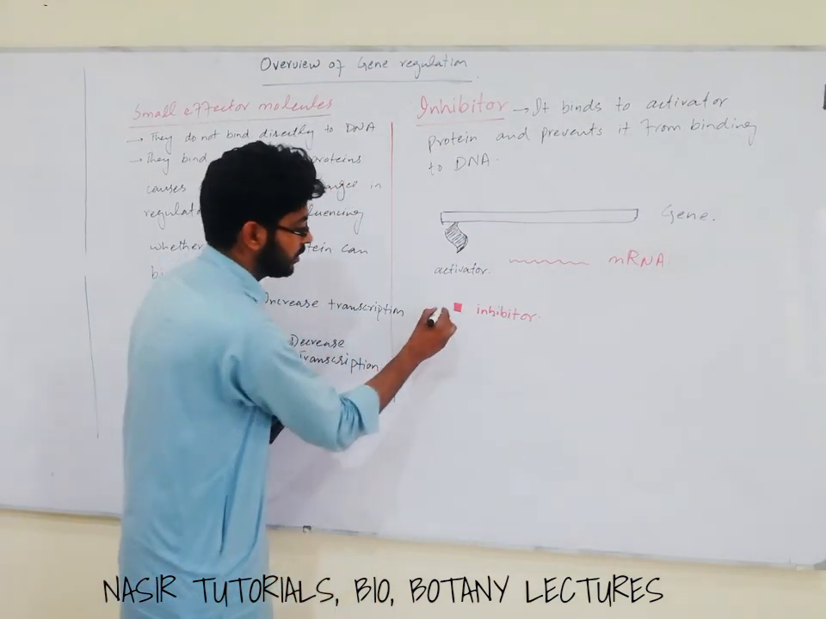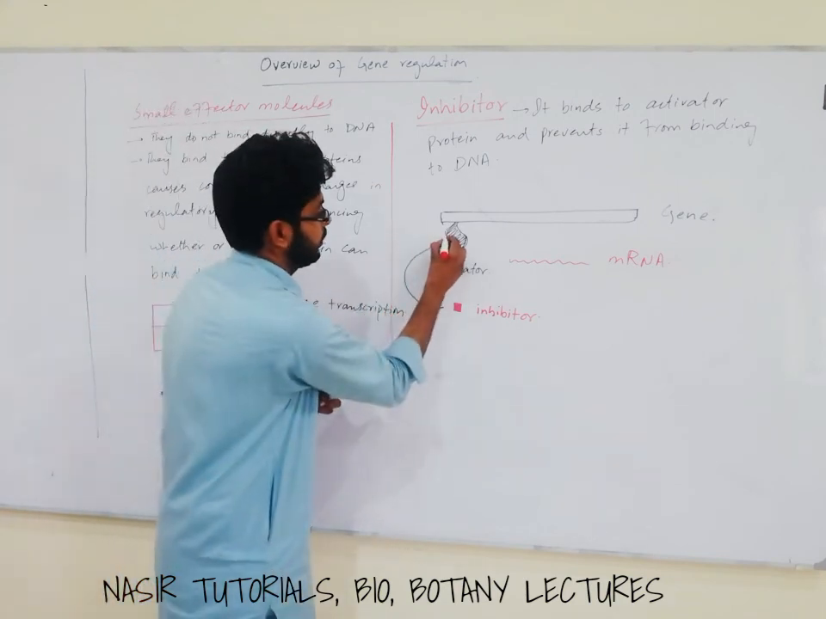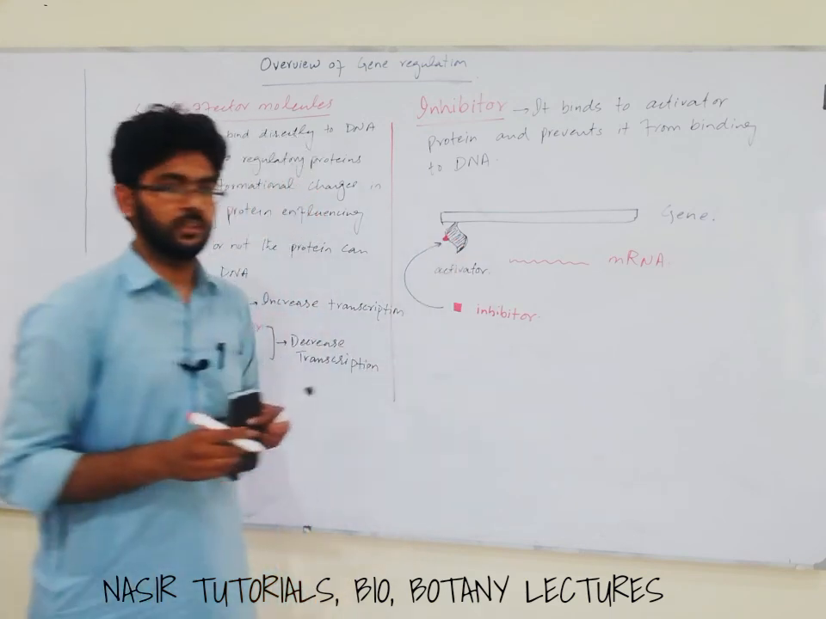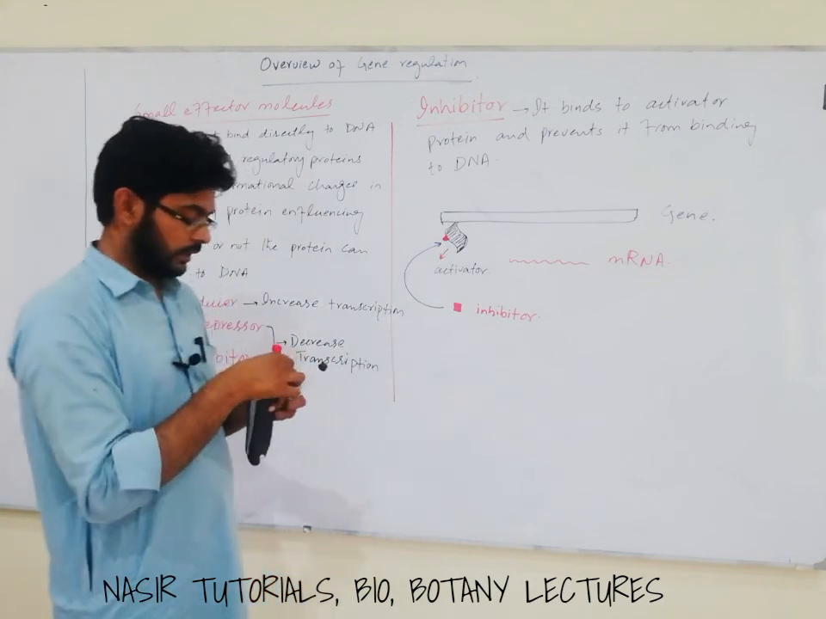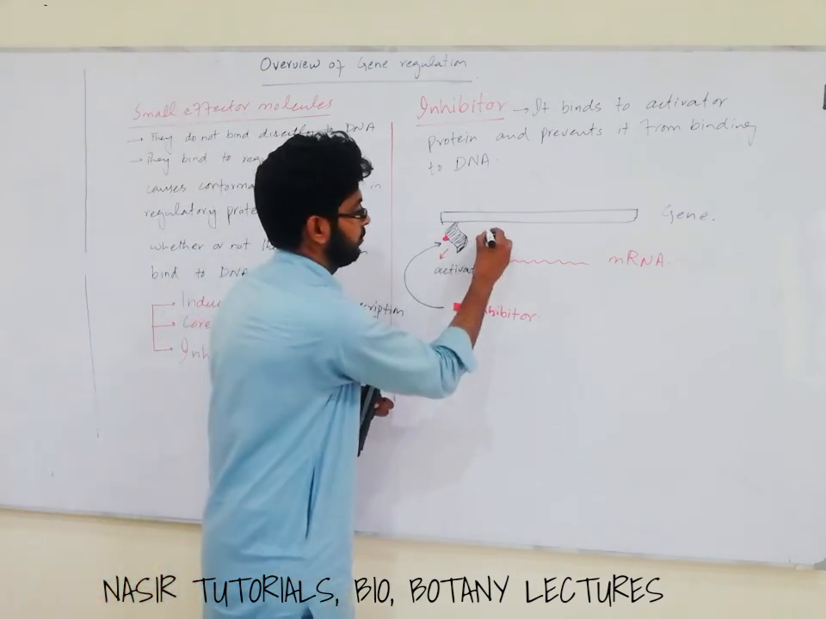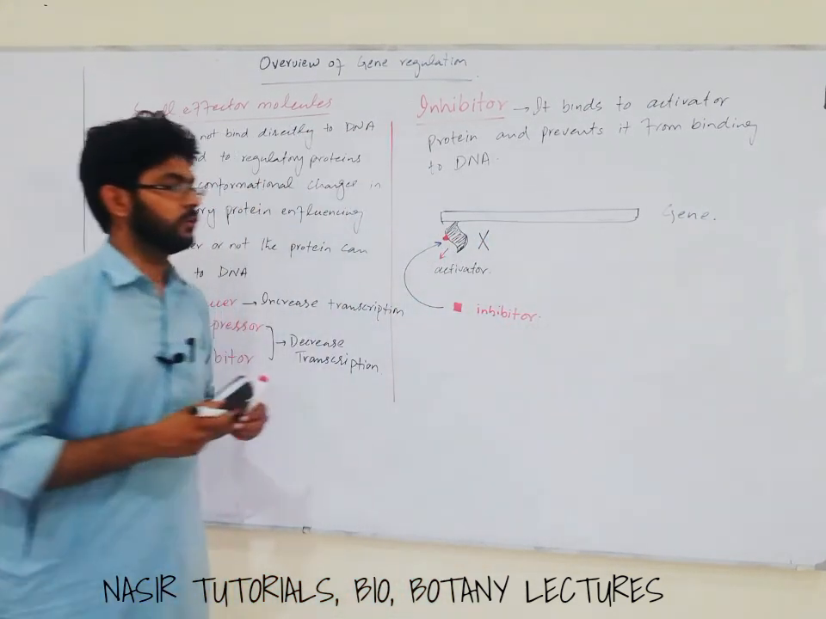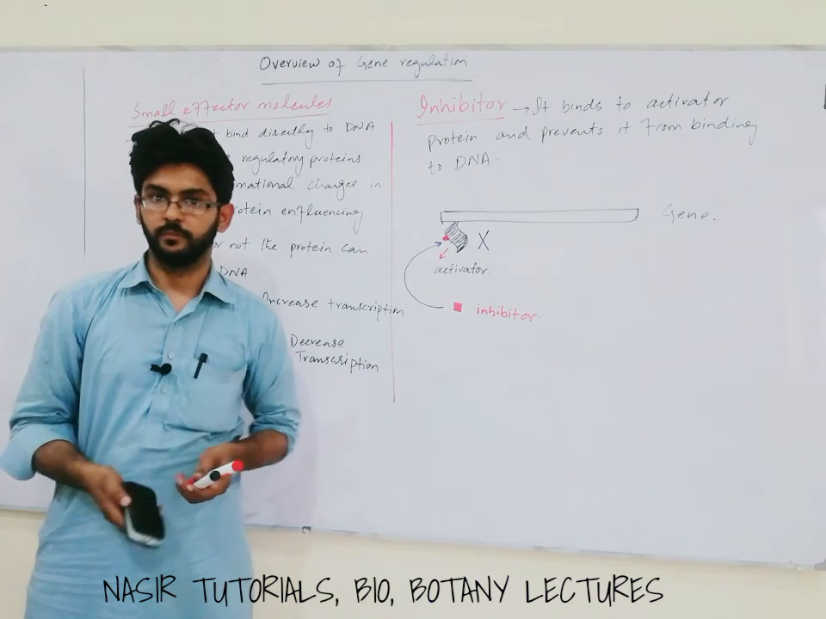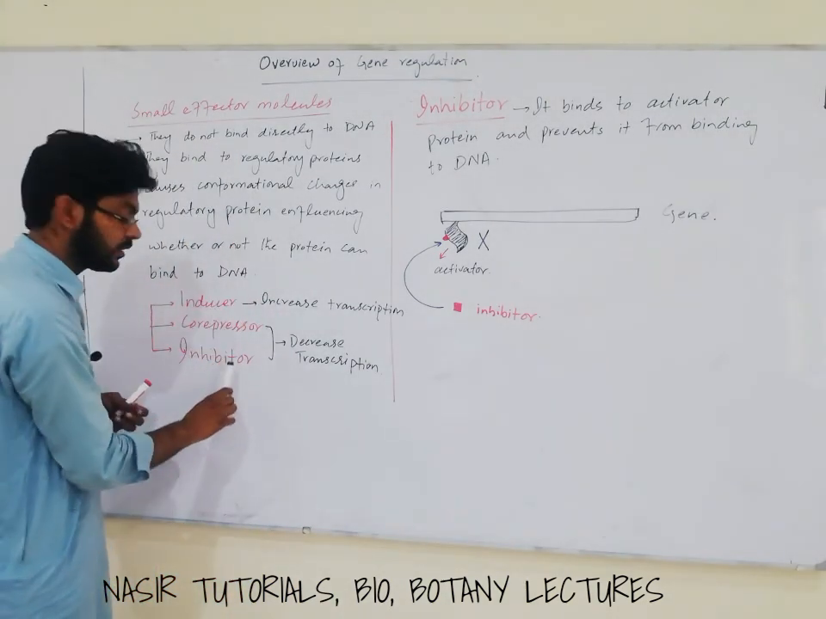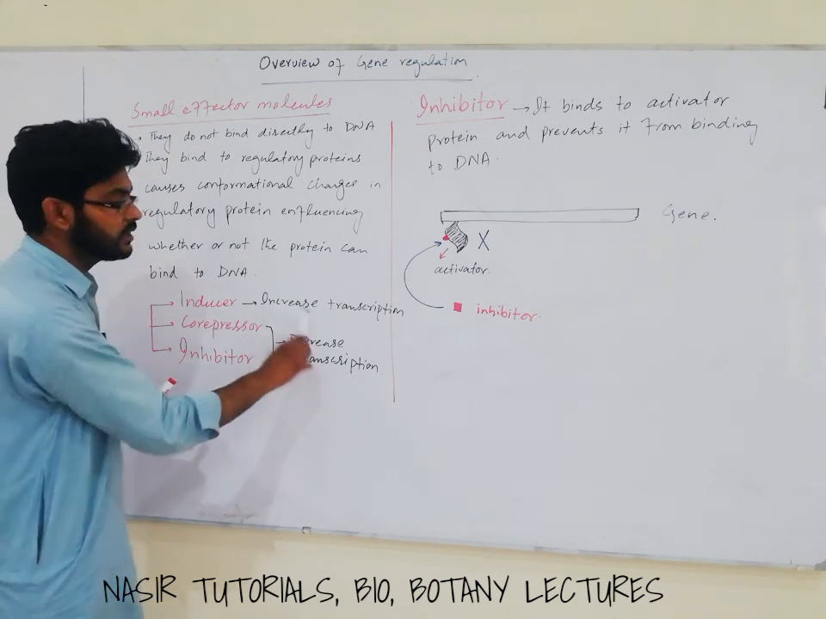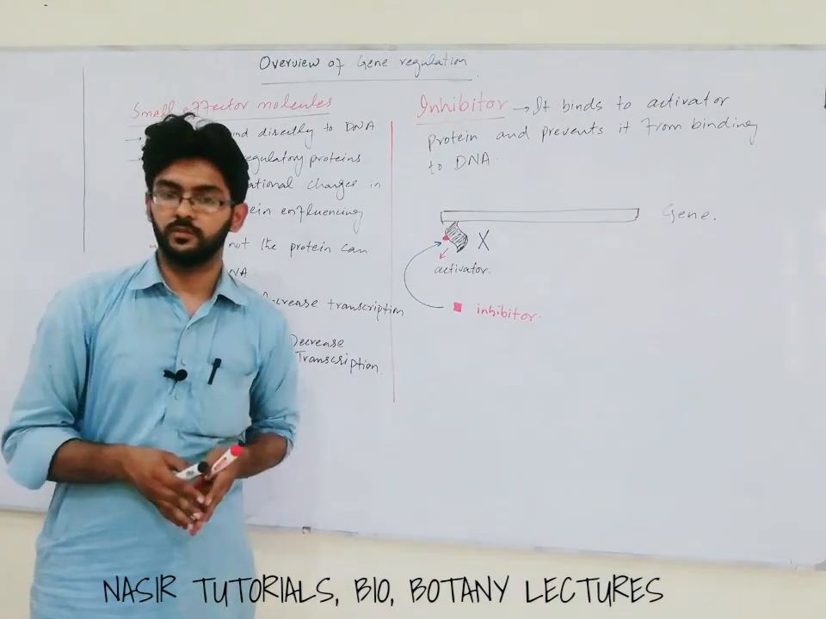But when the inhibitor molecule is attached to the activator protein, it causes a conformational change in the activator protein, and the activator protein releases from the DNA and the transcription process stops. So in this way, the inhibitor molecule reduces the rate of transcription. These are the three small effector molecules: inducer, co-repressor and inhibitor. Inducer increases the rate of transcription, and co-repressor and inhibitor decrease the rate of transcription.